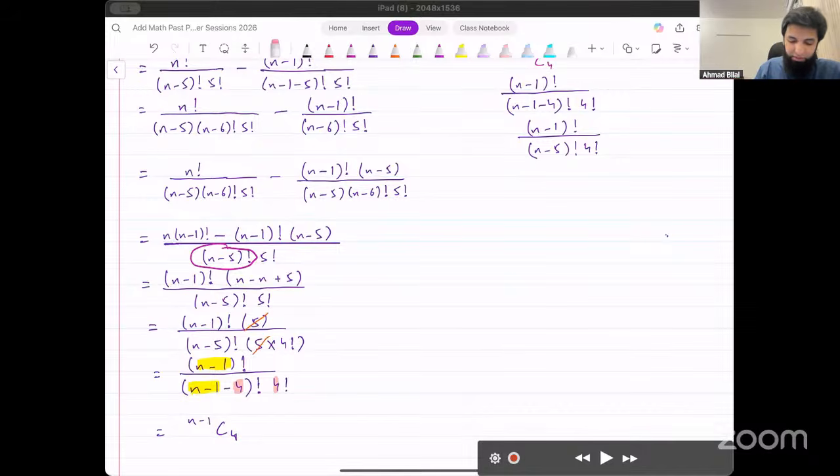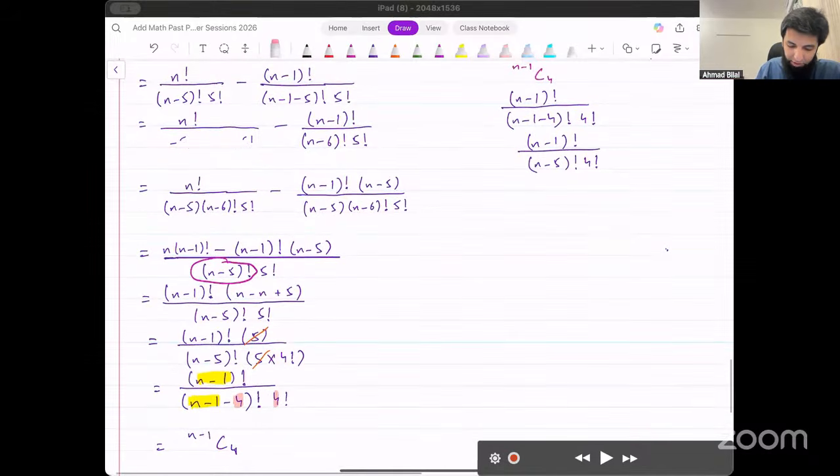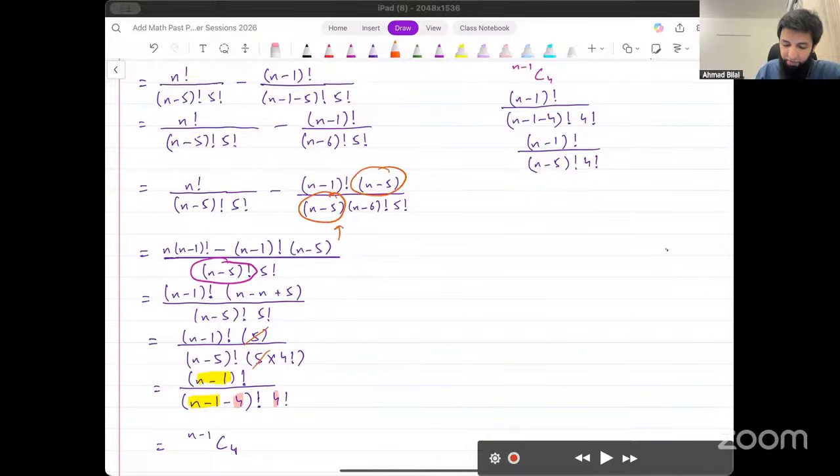Okay, let me do it this way. So let's not confuse you here. At this step, you could keep it as it is, if that is confusing. Keep this as n minus 5 whole factorial. On the right side, all we are doing is we are multiplying and dividing by n minus 5.